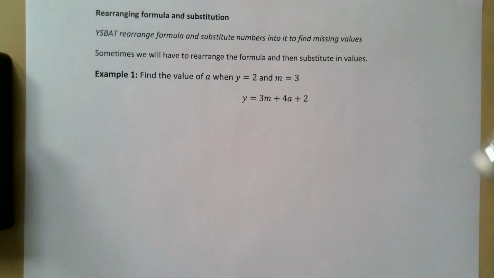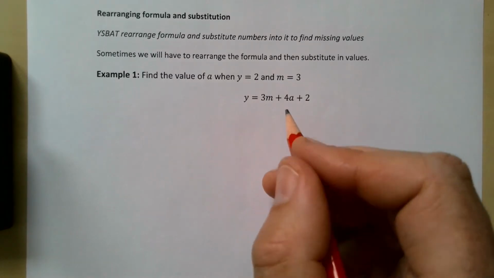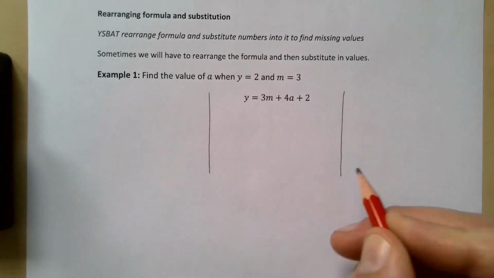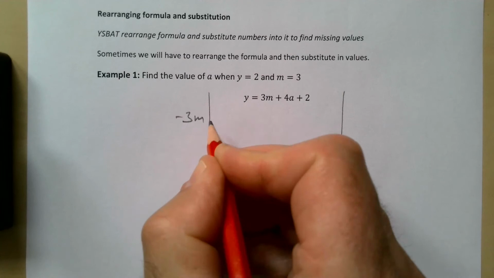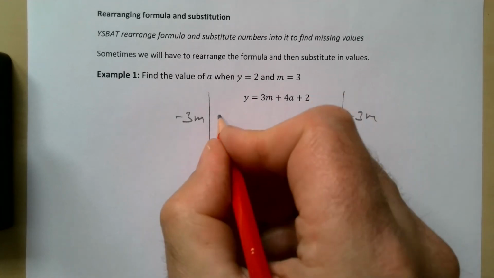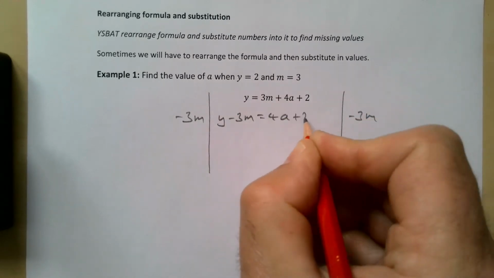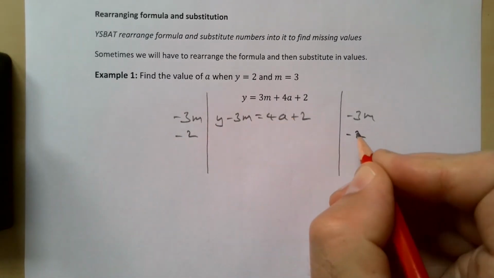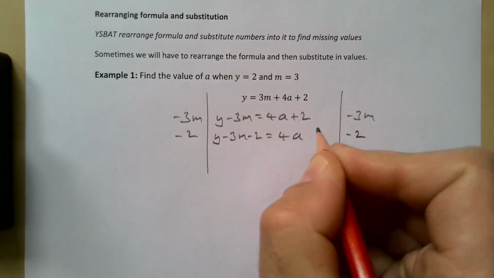Now bringing together those two bits and pieces, find the value of a when y equals 2 and m equals 3, and we need to get the a. So you can get the a on its own to start with if you want. A couple of different ways of doing this one really. We want to get the a on its own, so let's take away 3m. So it's going to be y minus 3m equals 4a plus 2. Can you see what we need to do now? We need to take away the 2. y minus 3m, take away 2, equals 4a.